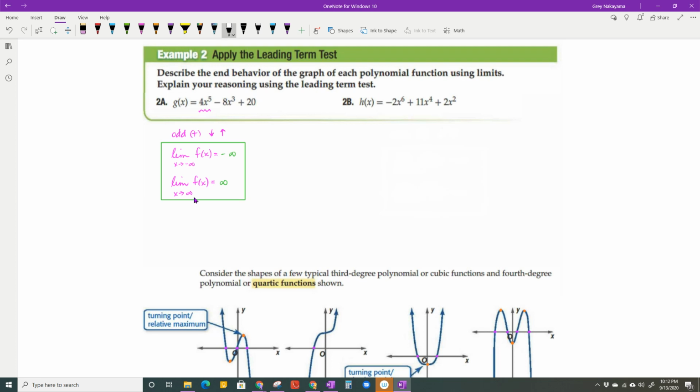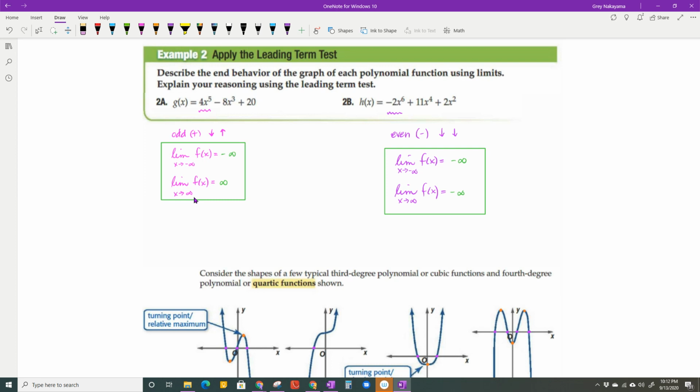Okay, 2b, h of x equals negative 2x to the 6th plus 11x to the 4th plus 2x squared. Again, my leading term happens to be first because it's written in standard form. And this time my exponent is even, but there's a negative sign in front. So even goes the same way, negative means they're both going to go down. So when I write my limits, there's my left arrow, there's my right arrow, and they're both going to negative infinity. So that's what we have.